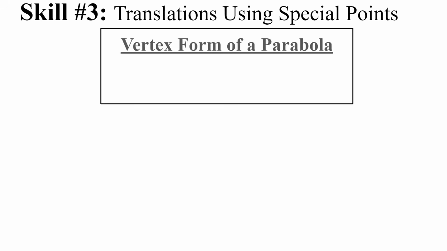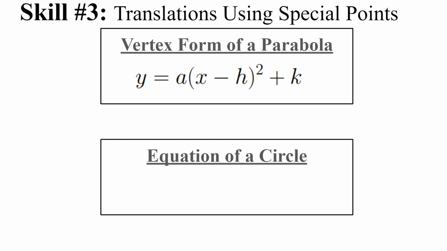And we're gonna go over this in a future video, so I'm just kind of gonna gloss over this. Vertex form of a parabola is y equals a times (x minus h) squared plus k. You have to know that by heart for the test. The equation of a circle is (x minus h) squared plus (y minus k) squared equals r squared.